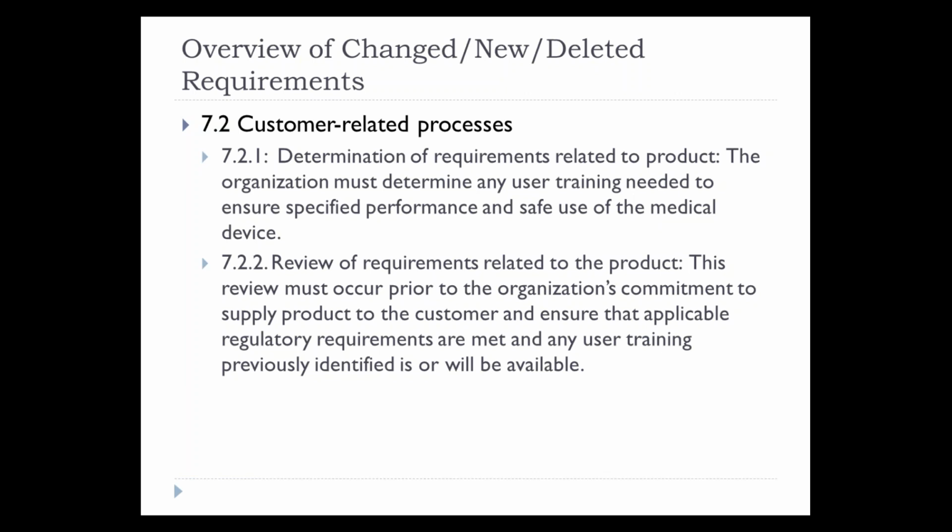7.2.2, Review of Requirements Related to the Product. This review has to occur prior to the organization's commitment to supply product to the customer and ensure that applicable regulatory requirements are met and any user training previously identified is or will be available.